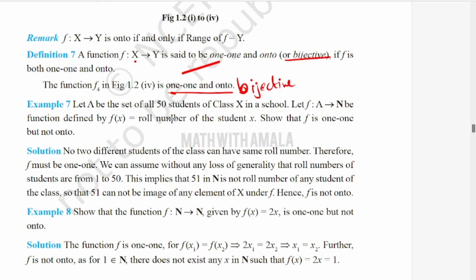So far we have discussed relations and functions and their types also. Here we are going to start the examples 7 till 14. First one, example number 7.